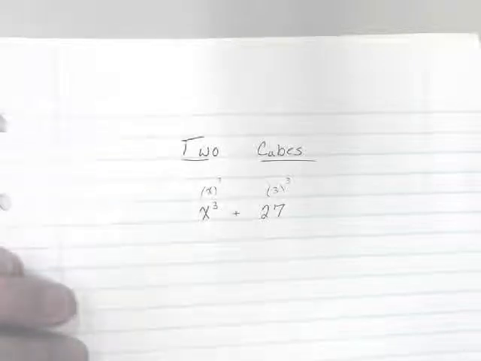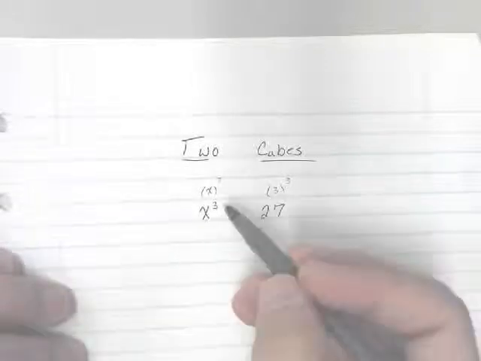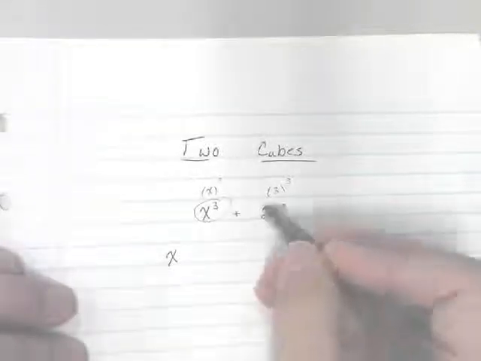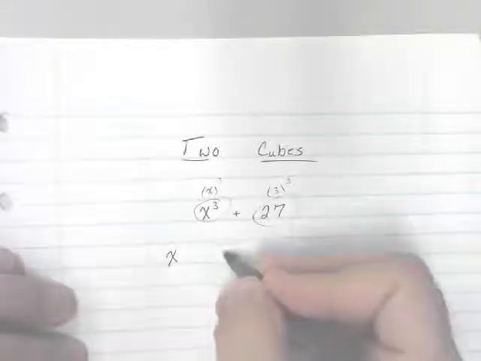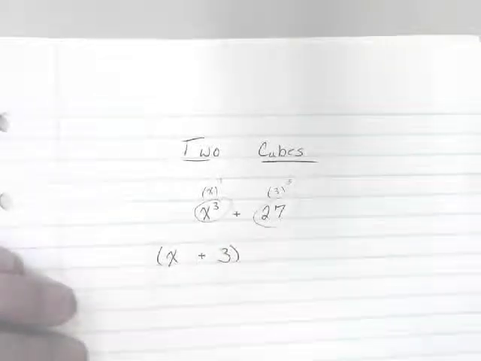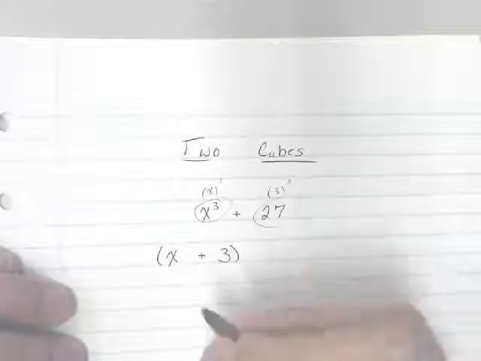Then we've learned our little song: cube root, write the same sign. Okay? So what I mean by that is, what is the cube root of x cubed? Well, that's x. What is the cube root of 27? That's 3. Write the same sign. That's going to go in between them. So I always start with a binomial.